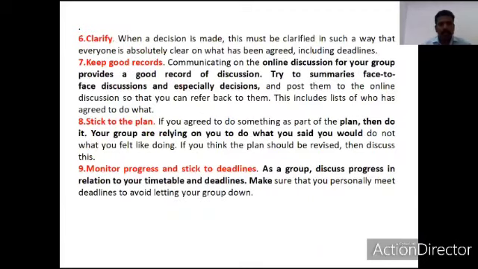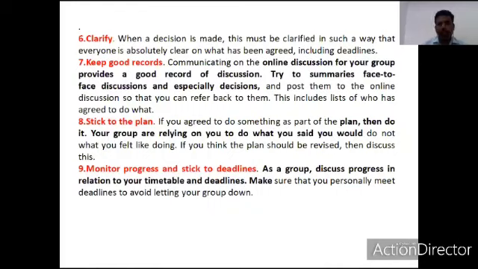And the next one is clarifying. It means when a decision is made, this must be clarified in such a way that everybody is absolutely clear on what has been agreed, including the deadlines also, because maintaining time and completing the task within the specified target time is also most important. And the next, the seventh step, is keeping good records.